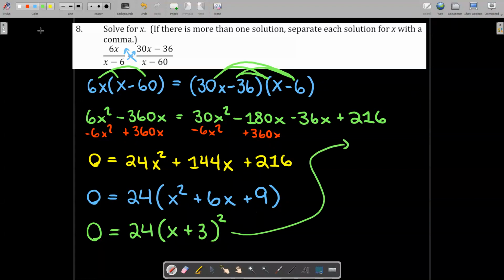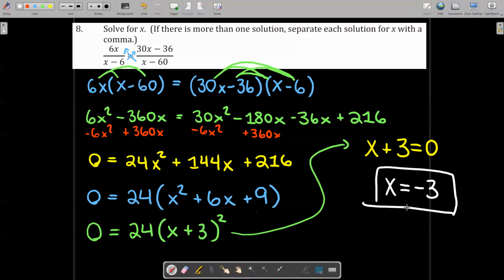So let's go over here. If I have x plus 3 equal to 0, and I subtract 3 on both sides, I get my answer, which is x equals -3. And that is number 8.